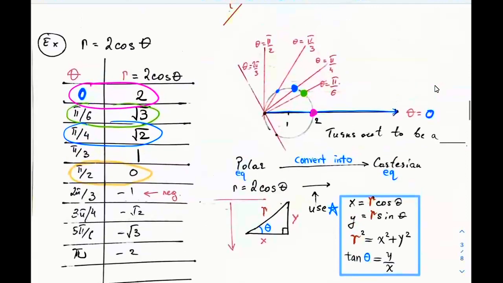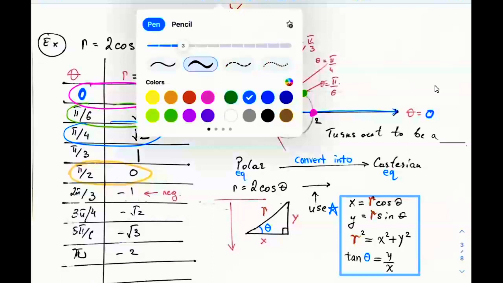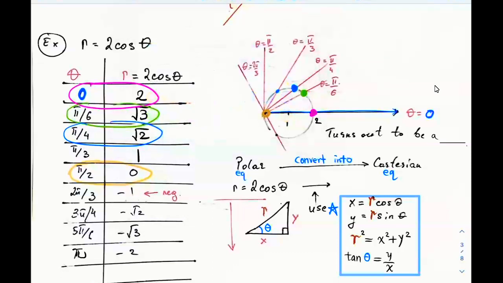Now this one over here is pi over 2 and 0. Okay, how do we do this? You have this ray over here, theta equals pi over 2, pointing up, but then r is 0. When r is 0, you're just going to stay at the pole. You're not going to move away from it when r is equal to 0. So that one is going to be this one over here.